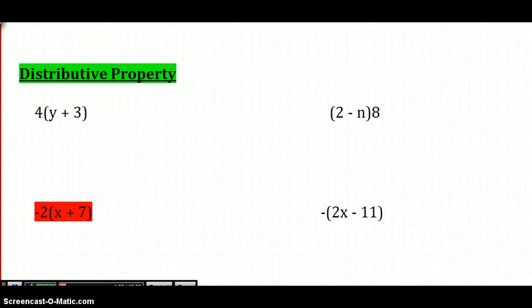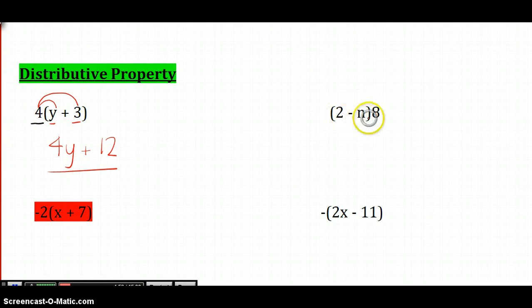Now let's review the distributive property. In the distributive property, we take whatever's on the outside of the parentheses and we distribute it to every single term on the inside. So you must multiply by every single thing on the inside. So we're going to take this 4 and multiply times the y, and also times the 3. You must multiply by both of them. That's the distributive property. So if we do 4 times y, we get 4y. Then keep the sign plus, and 4 times 3 is 12. And that is your answer.